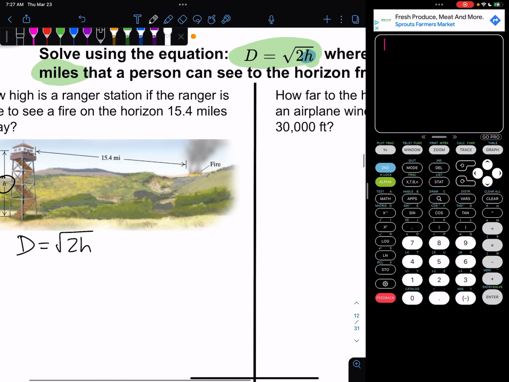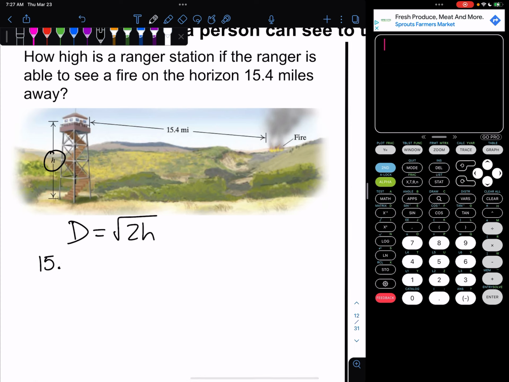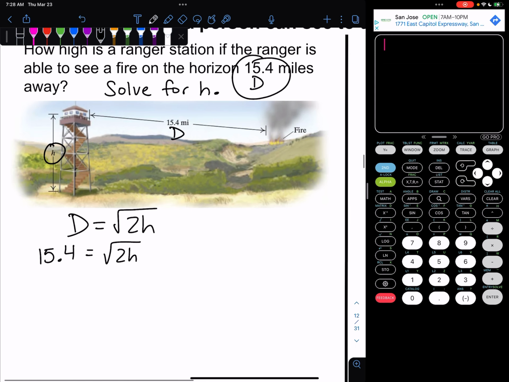So D would be the distance in miles. So I'm going to put the 15.4 where it says D. This would be D. So I am solving for h. So now I need to undo this. So I have square root. These are probably going to be the faster problems out of everything we do today. This is probably the fastest problem.